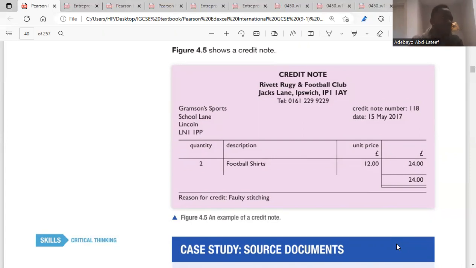So these are the reasons why you might return goods as a customer. One, the quantity was more than what you expected. Two, the product was brought to your premises in a bad condition. Or three, the products are expired. Yeah. Is it clear, please? Yes. All right. Then we have a case study.